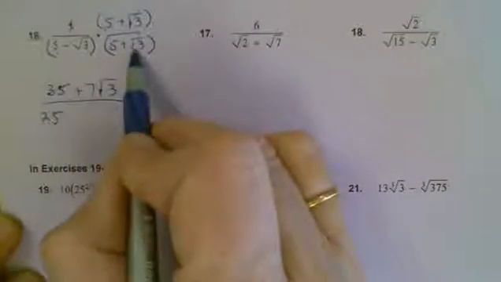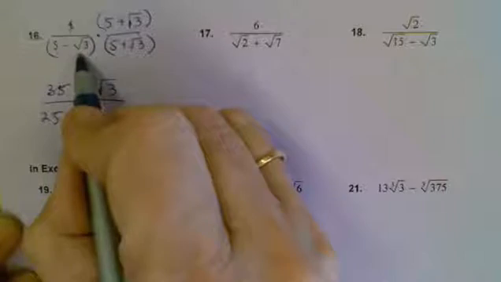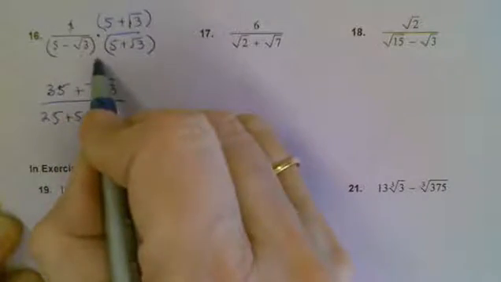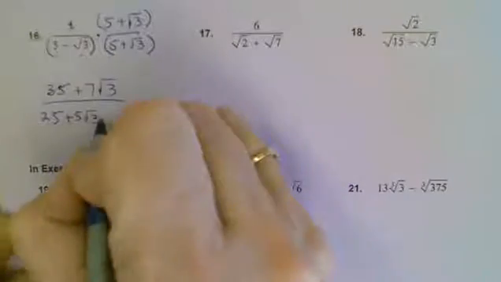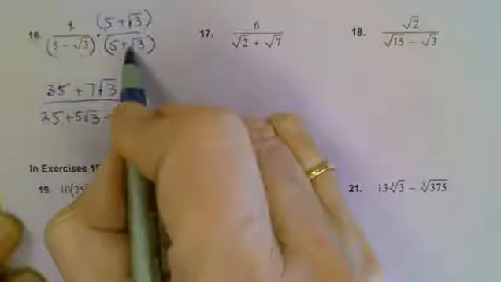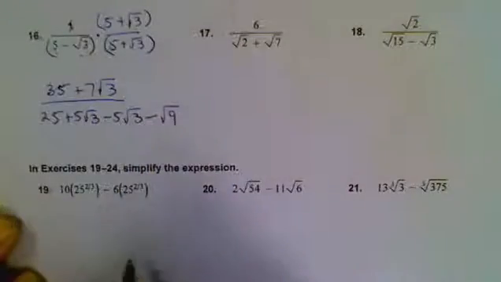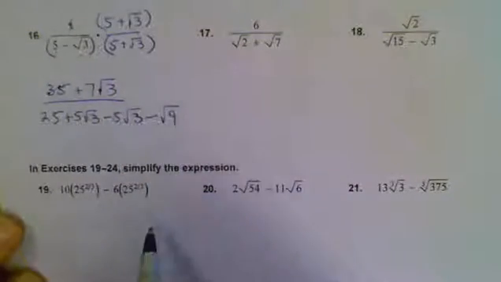5 times square root of 3. And now we have to distribute the negative 1 times the square root of 3. So I'm going to get negative 5 square root 3. And negative square root of 3 times the square root of 3 would be negative square root of 9. When I multiply square root of 3 times square root of 3, I get square root of 9.